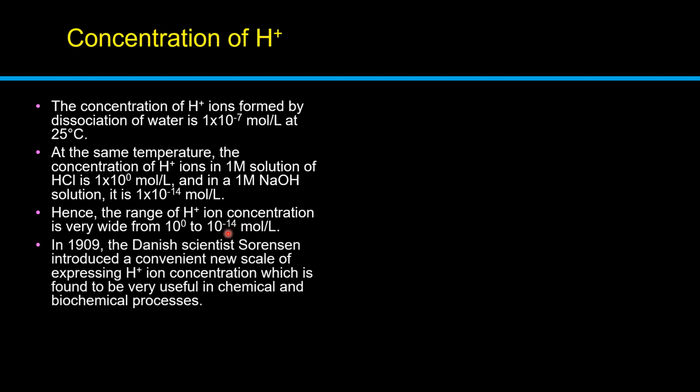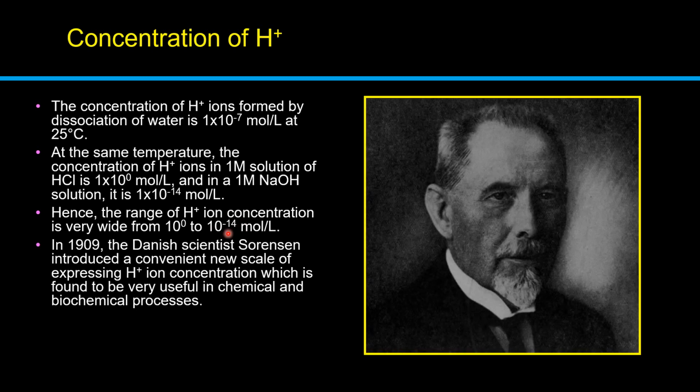In the year 1909, the Danish scientist called Sorensen introduced a new scale of expressing this H plus ion concentration. This was very useful in chemical and biochemical process. He is the scientist Sorensen. It is called the pH scale. pH means power of hydrogen.